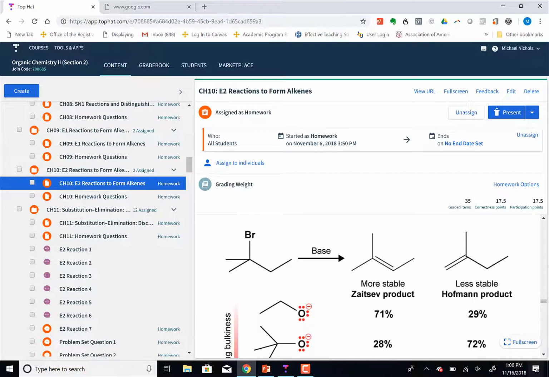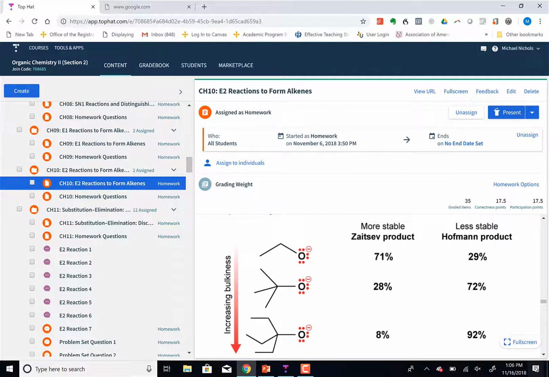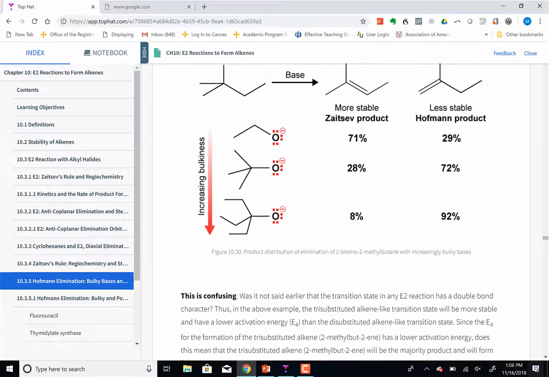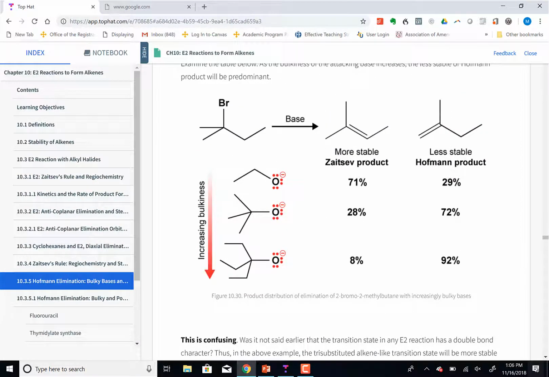So the Hofmann product, what they're looking at here in terms of the bases is they're saying, okay, if we use these three alkoxides and we do this reaction, they're showing you experimental data that says you get 71% if you use ethoxide. So ethoxide behaves like what base if it does E2? It behaves like NH2 minus because it's small.